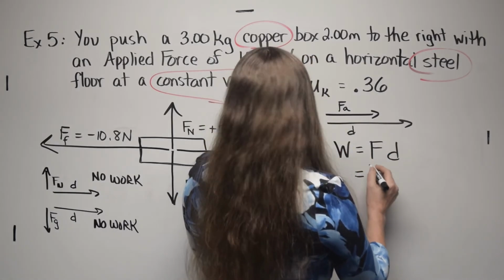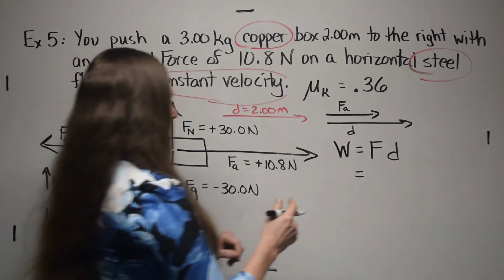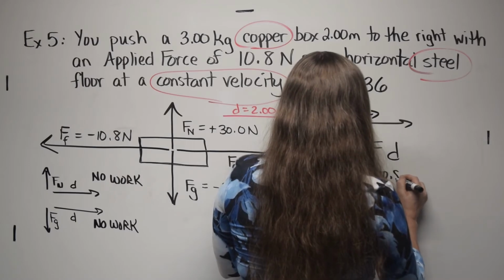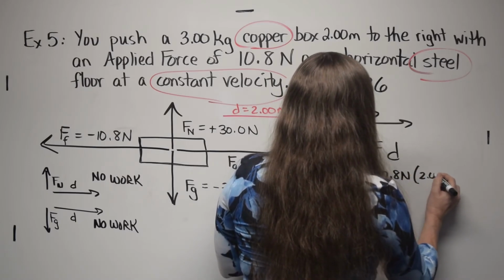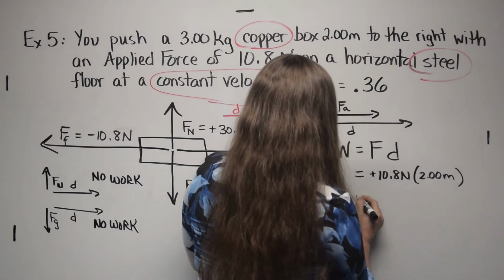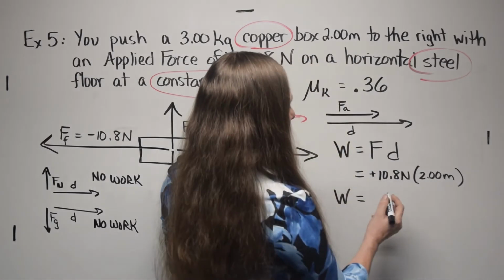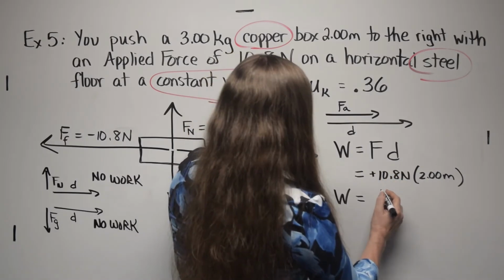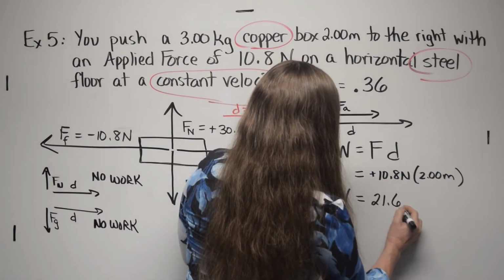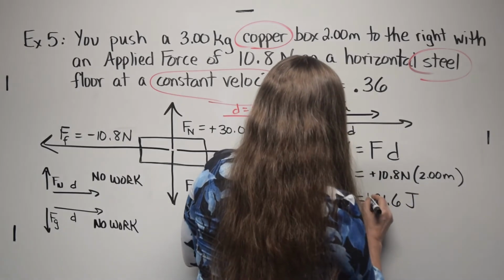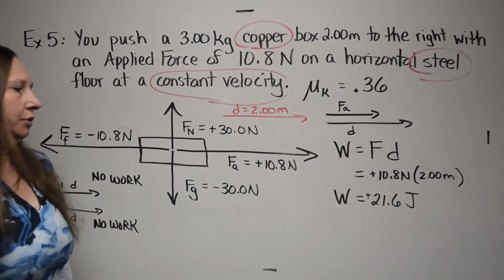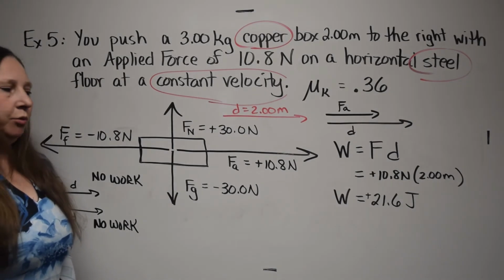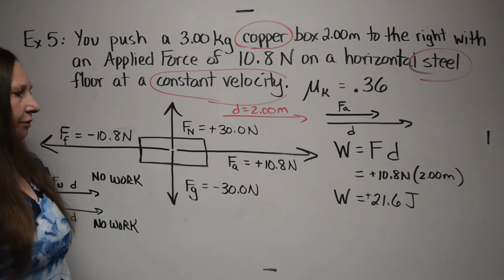All right, so we've got here the applied force is 10.8 newtons. Positive 10.8 newtons. The displacement is positive 2 meters. So we've got here that the work is 21.6 joules. Positive 21.6 joules. Okay, the applied force did 21.6 joules of positive work.